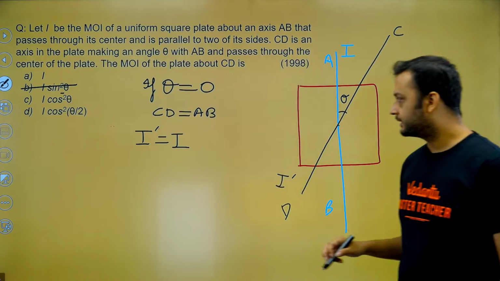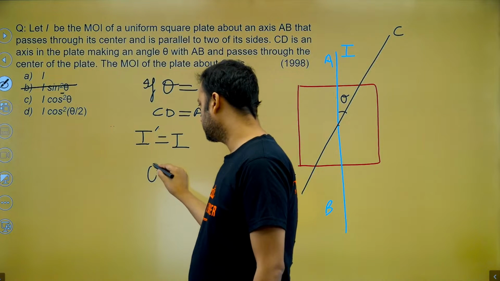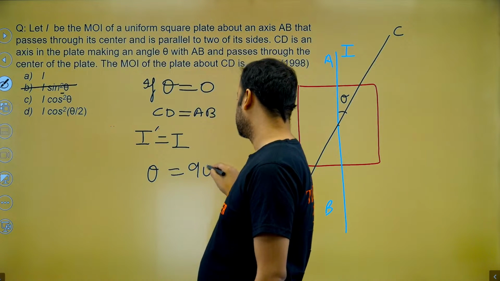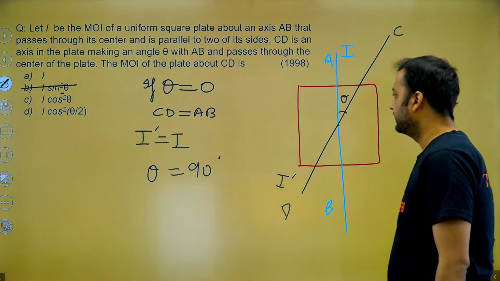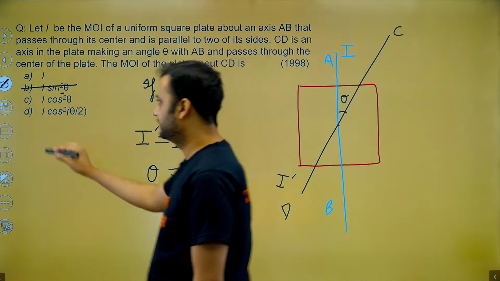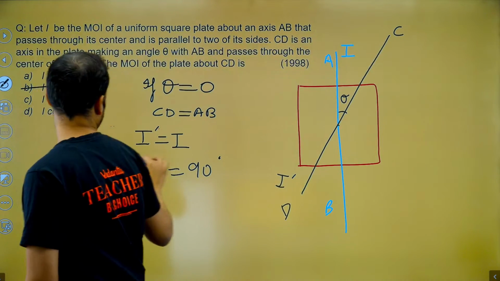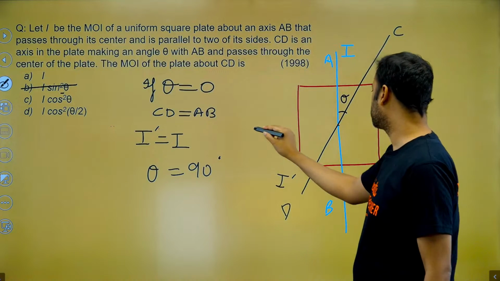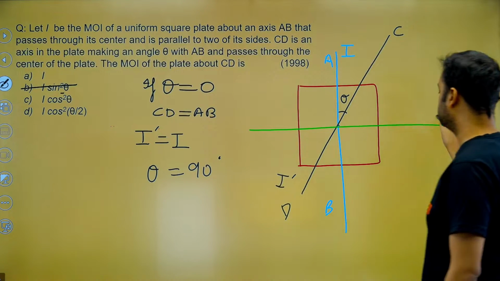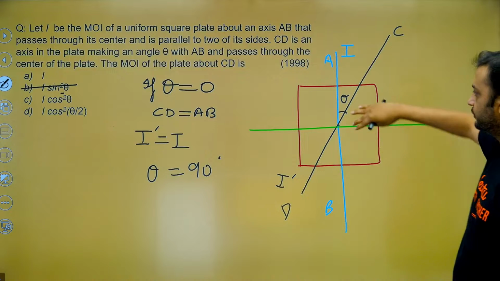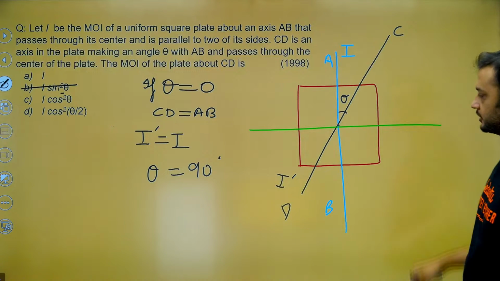Now put theta equals to 90 degrees. If you think carefully, what happens when theta becomes 90? Let me show you. The axis will look like this type. It would become horizontal. You can see CD will become horizontal.